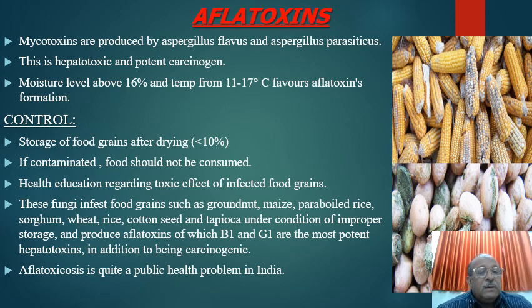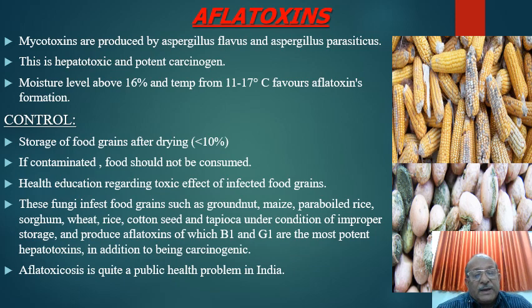How to control it? Store food grains after drying; less than 10% of moisture should remain. That's all. If contaminated, food should not be consumed. Health education regarding toxic effects of infected food grains. These fungi infest food grains such as groundnut, maize, parboiled rice, sorghum, wheat, rice, cottonseed, tapioca under conditions of improper storage and produce aflatoxins, of which B1 and G1 are the most potent hepatotoxins, in addition to being carcinogens.